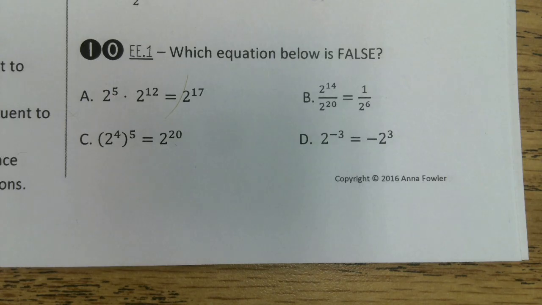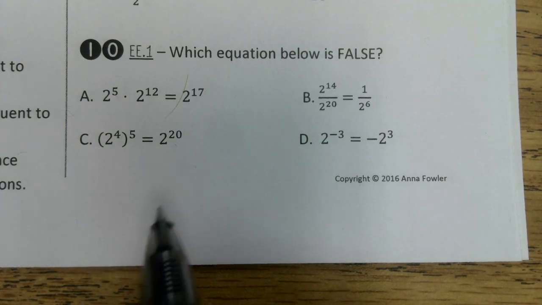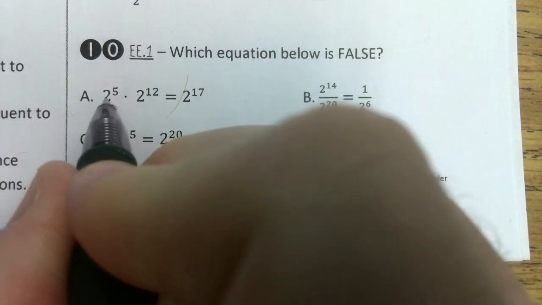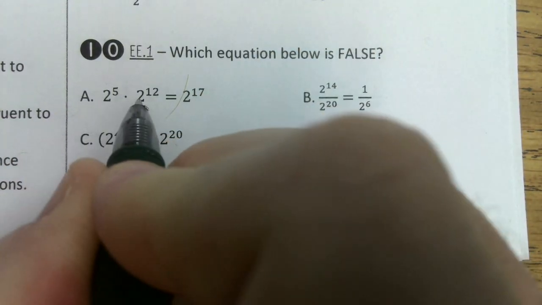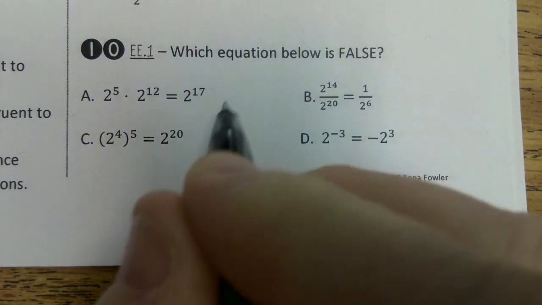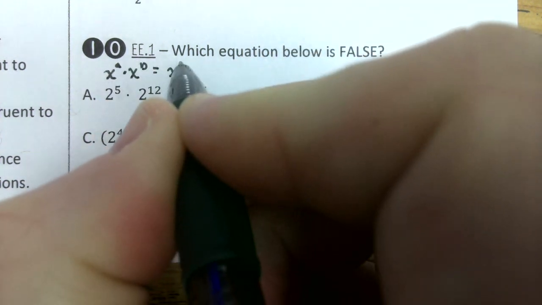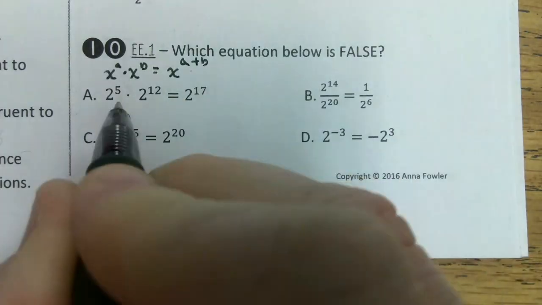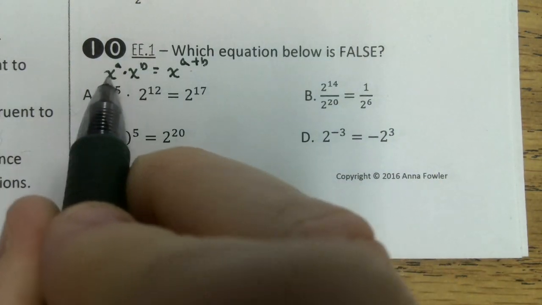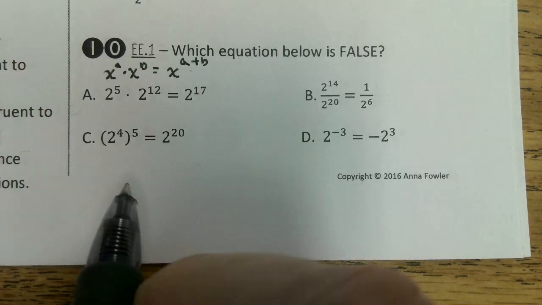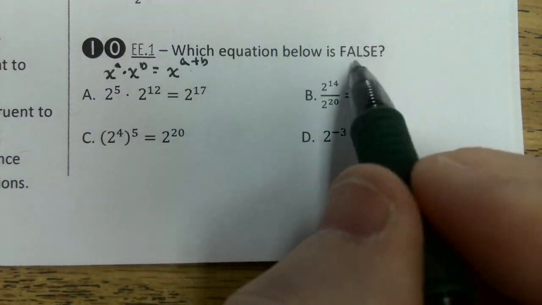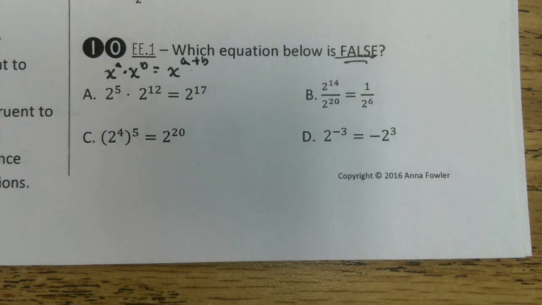We learned about 5 or 6 properties of exponents way back in September, and that's what we're testing. One of the first properties we learned is that if we're multiplying with the same base, we keep the base and we add the exponents. We may have said that as x to the a times x to the b equals x to the a plus b. And that's what we're seeing here. Multiplying with the same base, keep the base, add the exponents. That is a true statement. Letter A is true. That's not the one we're looking for. We're looking for the false statement.